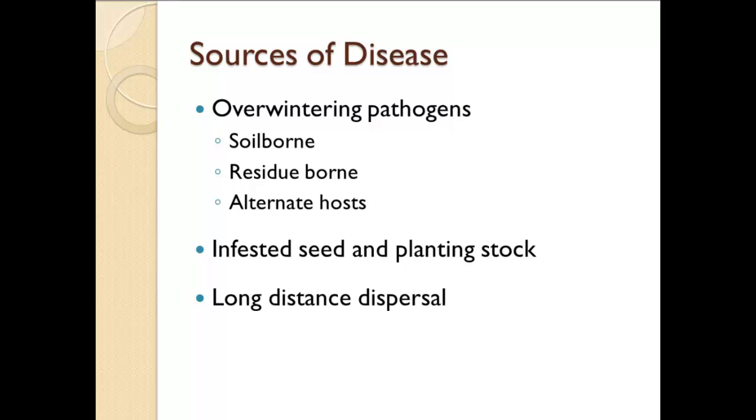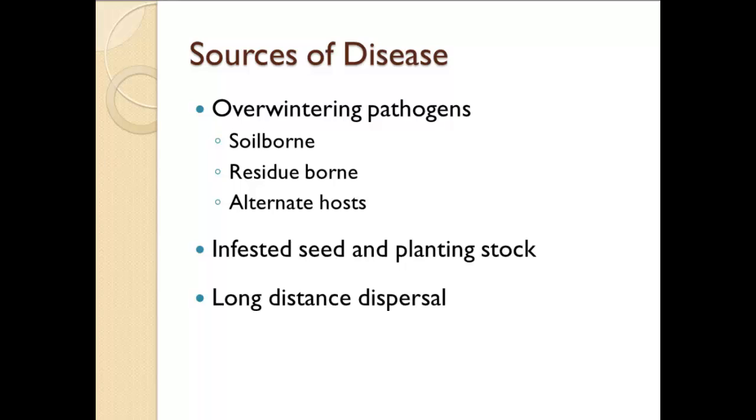All right, so the other way that pathogens can be introduced into a planting or into a field is on infested seed or infested planting stock. So in those cases, it's important to be aware of where we're getting our seed or planting stock. In some cases, we can buy certified seed that is certified as being disease-free, or there are certain treatments that we can use to minimize the levels of pathogens that are present in or on our seed or planting stock. And then other pathogens have effective mechanisms of long-distance dispersal. So they can either be moved in the wind or they can be moved by insects.